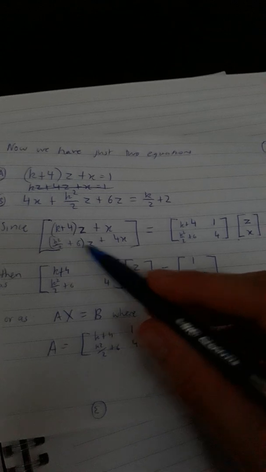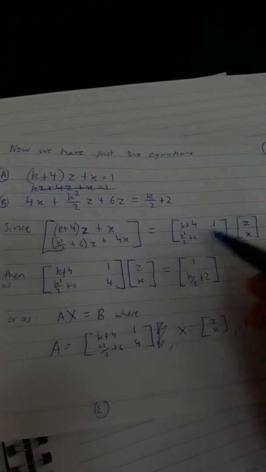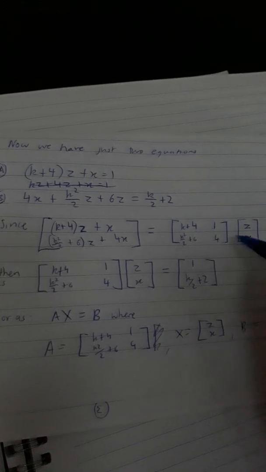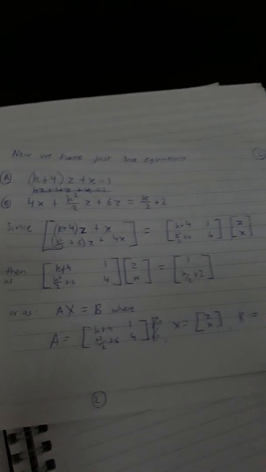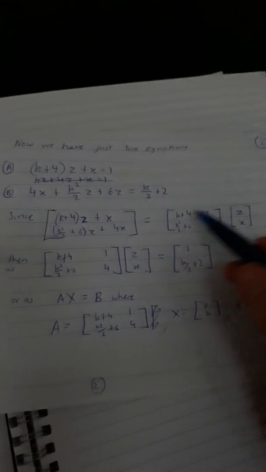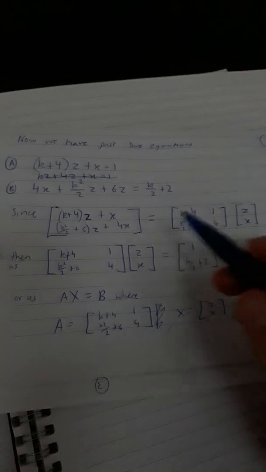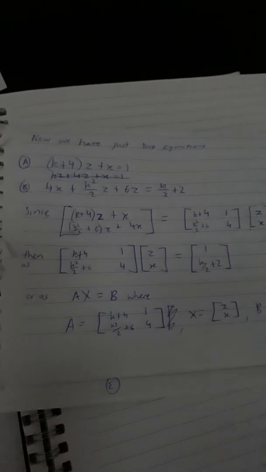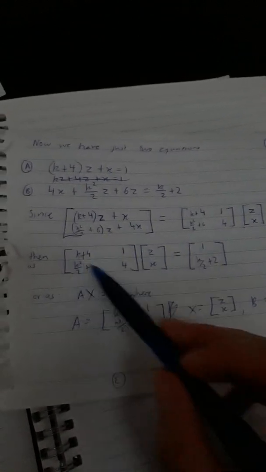And then for the bottom row, we go this one times this one, which is here, plus this one times this one, which is here. If you don't understand that, I can quickly revise matrices with you. You just go here times here, plus here times here, and for the top, here times here, plus here times here. So if that equals that, then we can say this equals the right-hand side.